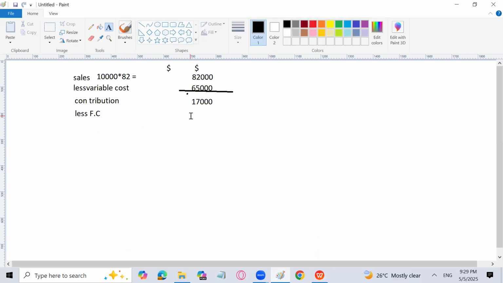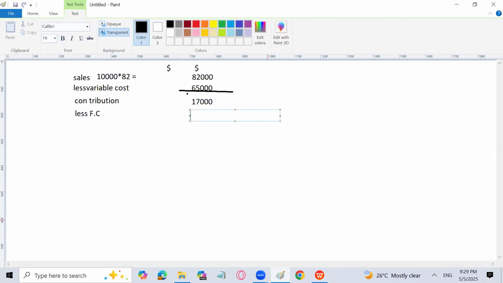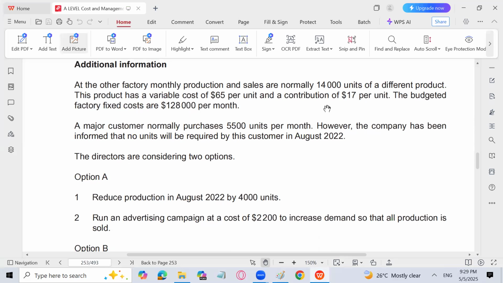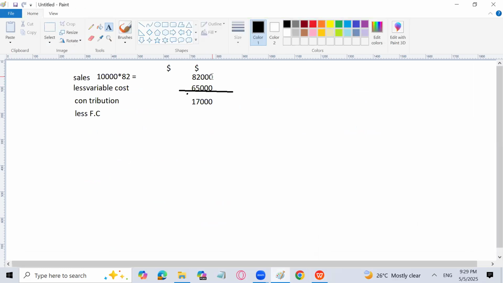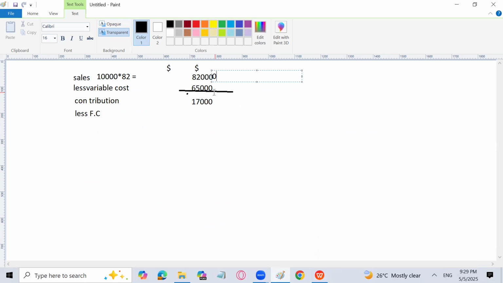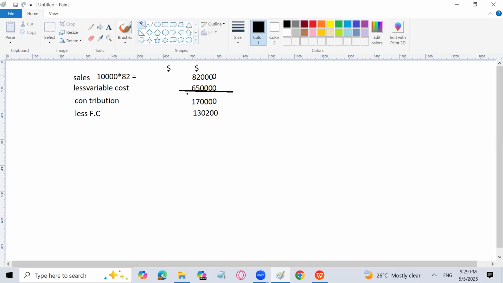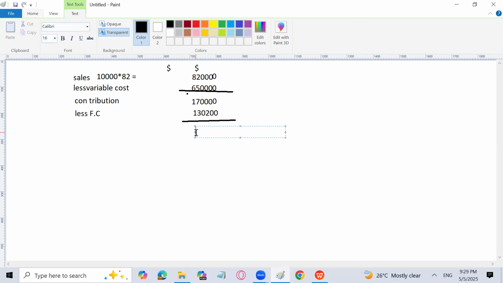So I will write here. Okay. I think I've done something wrong. I will write here also, and I will write here also. Okay. So the fixed cost is 130,200. So what is the profit now for option A? 39,800. 39,800 is the profit from option A.